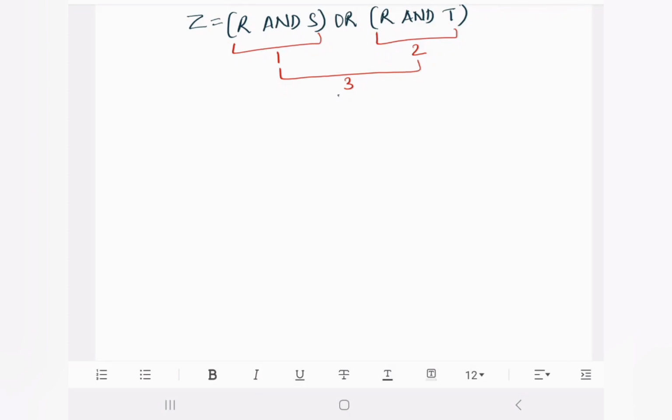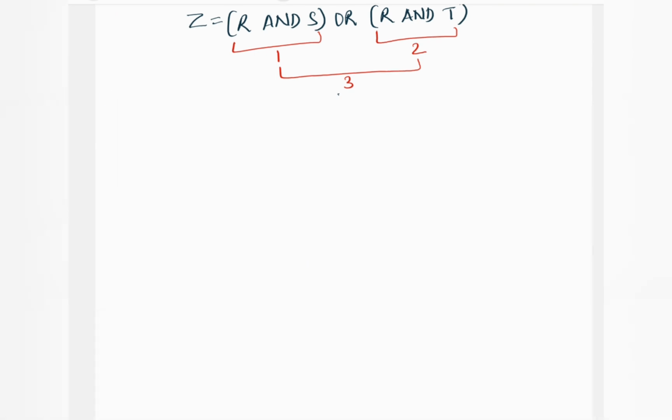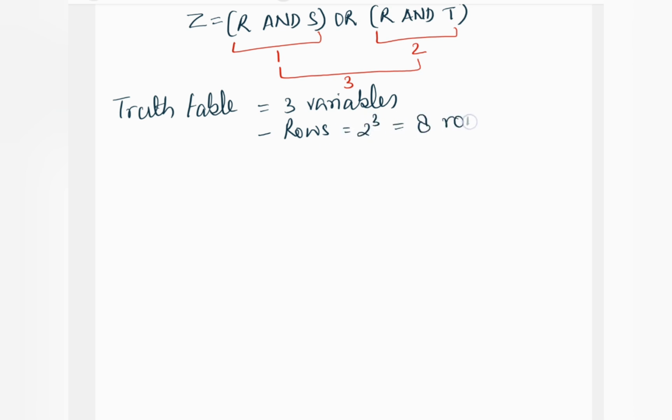We'll use the second method, truth table, to represent this logic expression. So for the truth table, we need to decide upon the number of rows and columns. Since we are having 3 variables, the rows are equal to 2 to the power 3, which gives us 8 rows. And the columns remain equal to the number of variables, that is 3 columns.